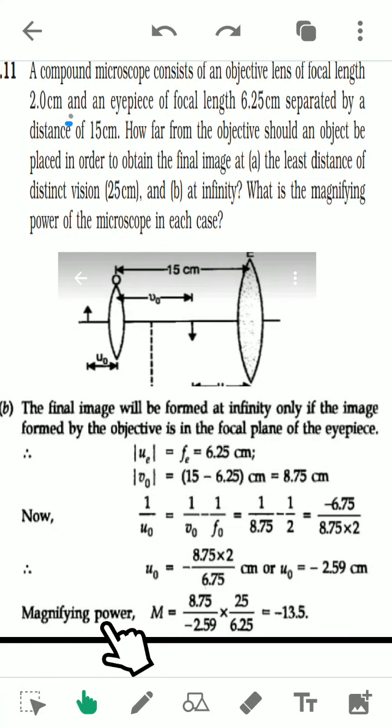Now we have to calculate the magnifying power. For the magnifying power, we know the formula VO by UO into D by FE. VO is 8.75, UO is 2.59, and D is 25 centimeter, and FE is 6.25 centimeter. After putting that, we will get the value minus 13.5. In both the cases you can see that in the final answer a negative sign is there. The negative sign shows that the final image is inverted.